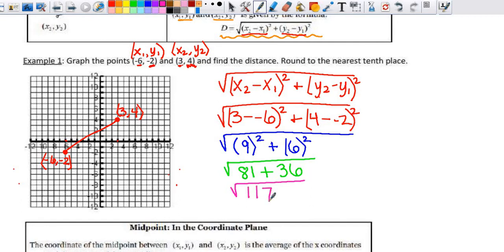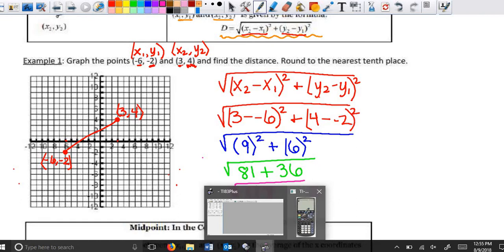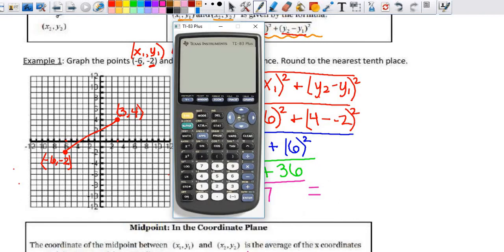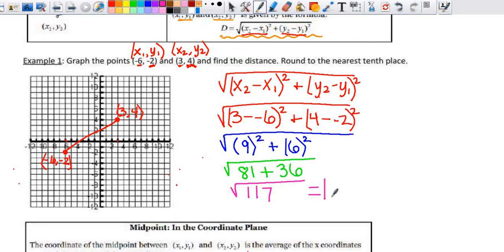Now, do you know what the square root of 117 is off the top of your head? Probably not. So the best thing to do would be grab your calculator and type in the square root of 117. And it says to round to the nearest tenth place in our instructions, so we will call that 10.8. And we will call that units, since there is no unit on there, these are 2 points on a coordinate plane. All right.